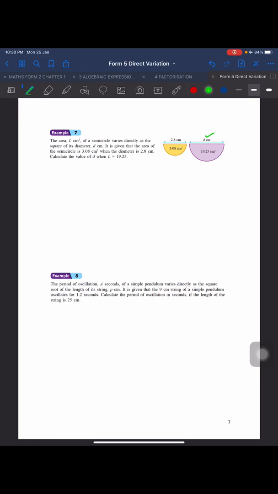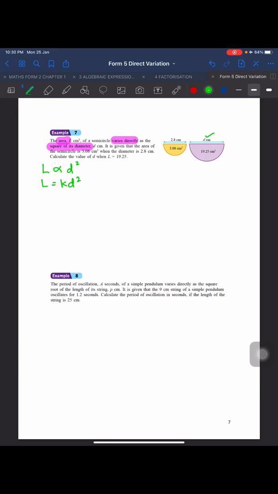First, from this question we know that the area L varies directly as the square of its diameter d. So from this relation, change it into equation form: L equals kd². And then you need to find the value of k from the given information in the question.